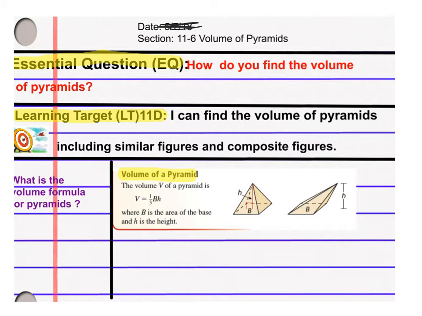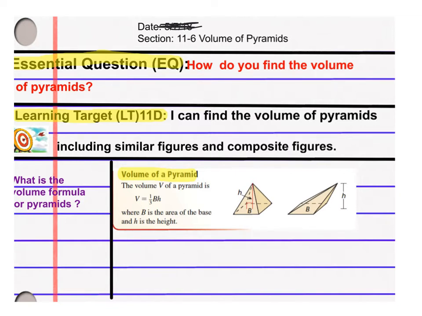This is Miss Triangle. I'm going to cross off the date. We are on 11.6, volume of pyramids. So our essential question, how do you find the volume of a pyramid? Our learning target, I can find the volume of pyramids, including similar figures and composite figures.